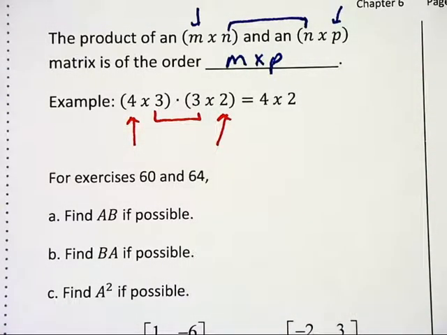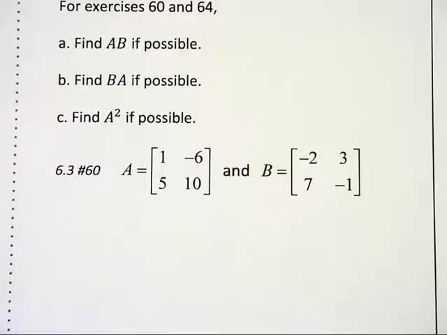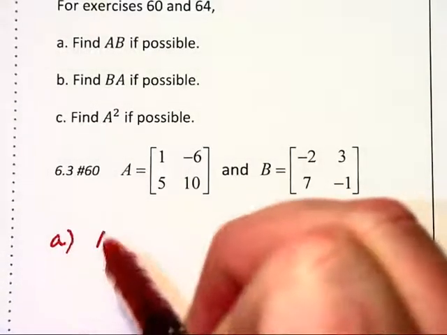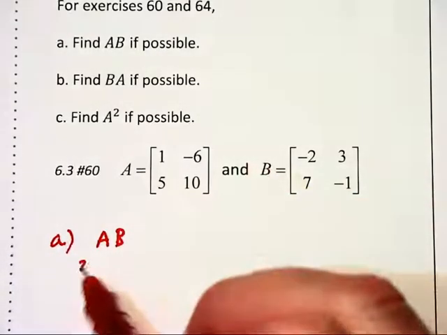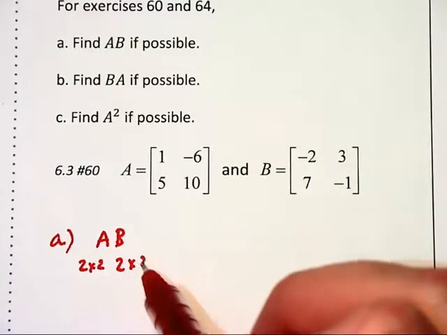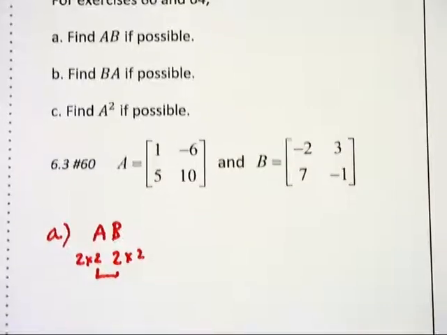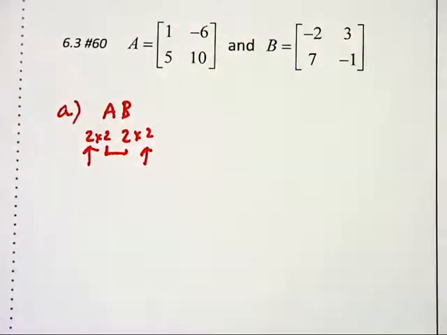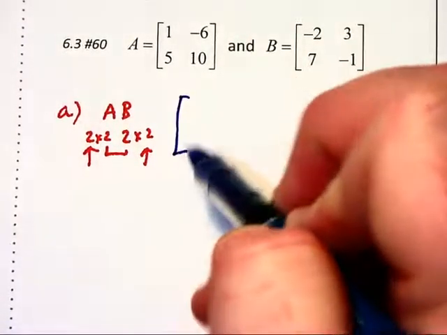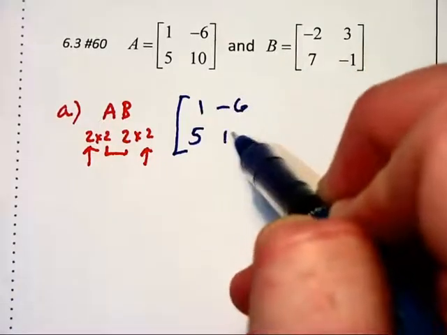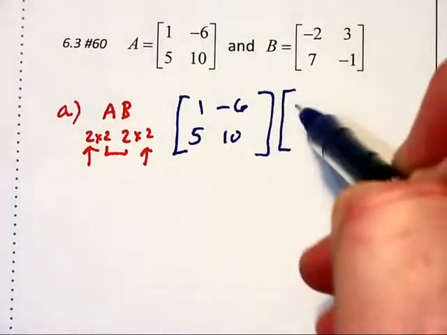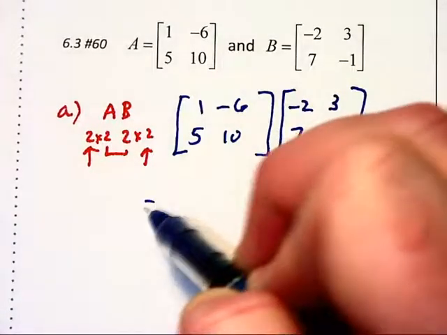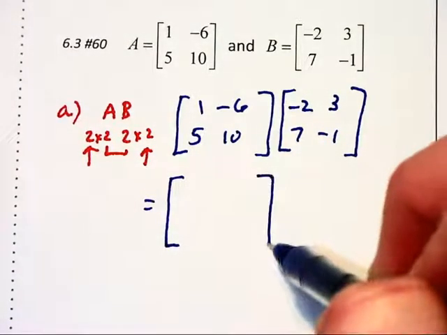Okay, let's apply this idea here and actually start doing some multiplying. They want us to find AB. So part A, AB. Now A is a 2 by 2, B is a 2 by 2. Those middle numbers match, and so yes, it can be multiplied together, and the product will be a 2 by 2 at the end. So we're going to have 1, 5, negative 6, and 10 being multiplied by negative 2, 7, going down the column, and 3, negative 1. Our answer is going to be a 2 by 2.